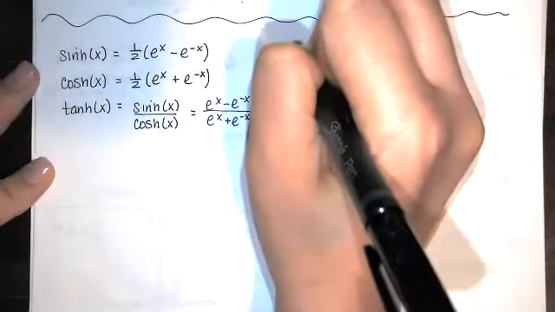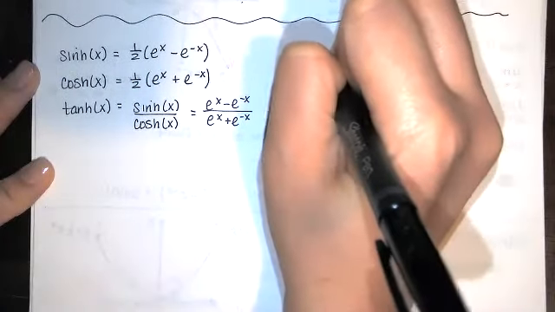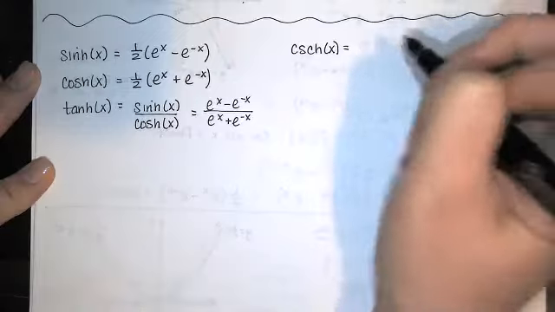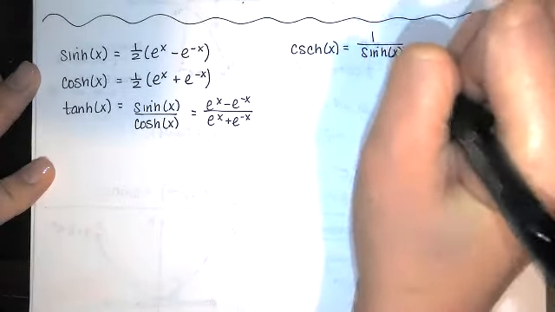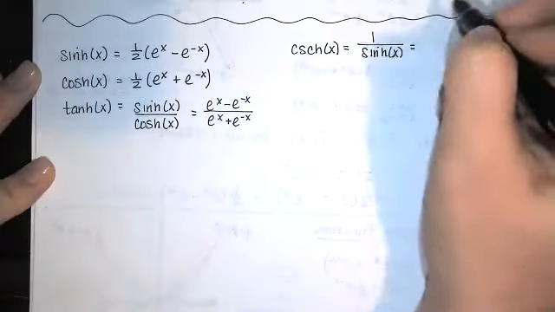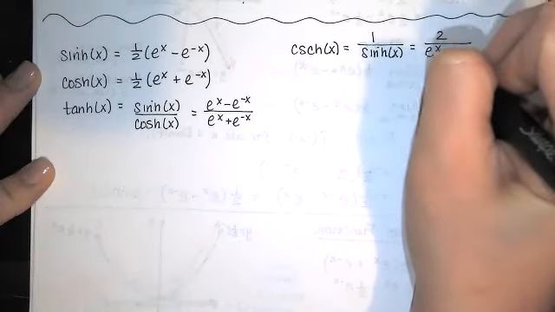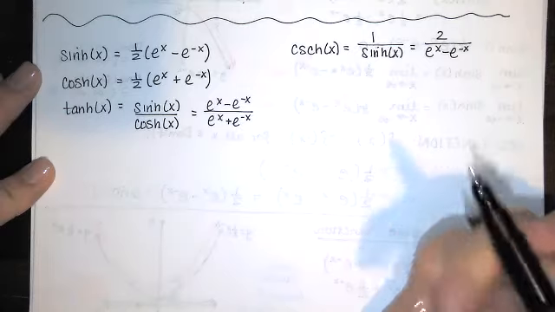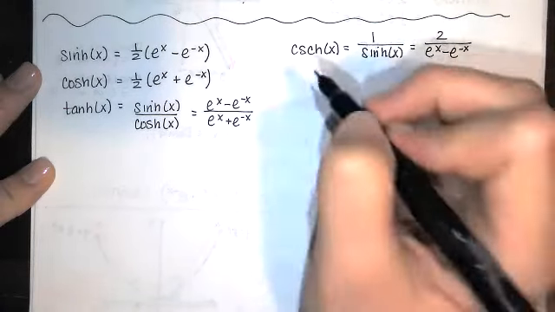Can you imagine what the other 3 are? Hyperbolic cosecant of x is 1 over hyperbolic sine of x. And 1 over that fraction is going to give me a 2 over e to the x minus e to the negative x. Clearly, x can't equal 0 for this one. We've got to be careful on that one.